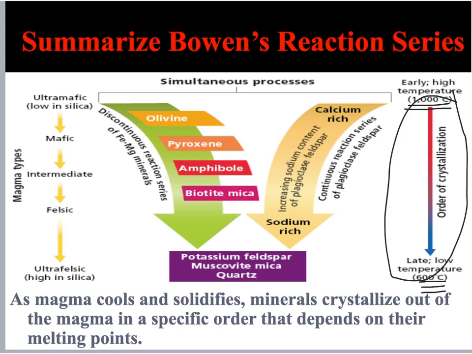So as magma cools and solidifies, minerals crystallize out of the magma in a specific order that depends on their melting points. So if the rock is a rock called olivine, which I'll show you a picture of in a second, it's going to cool relatively quickly, all right?